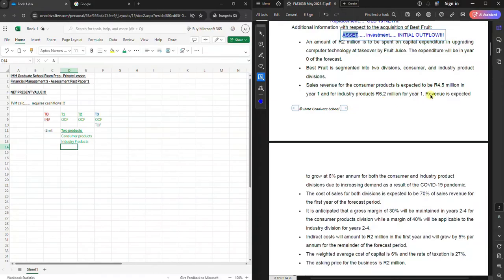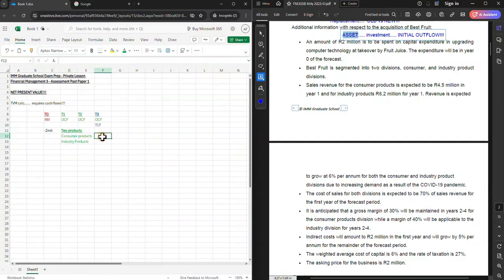What else do we know? That revenue is expected to grow at 6% per annum for both the consumer and industry products division due to increasing demand as a result of the COVID-19 pandemic. So we know both of them throughout the next 2 years are going to grow by 6%.